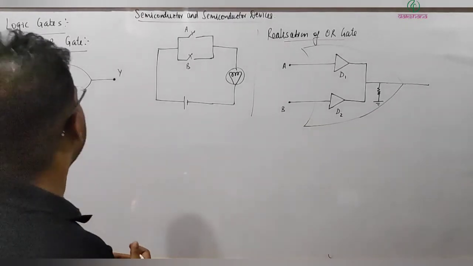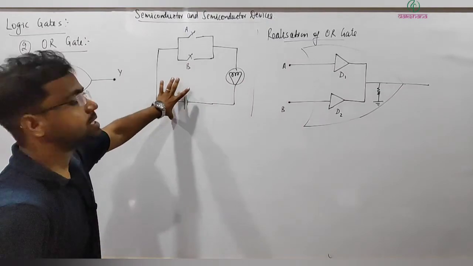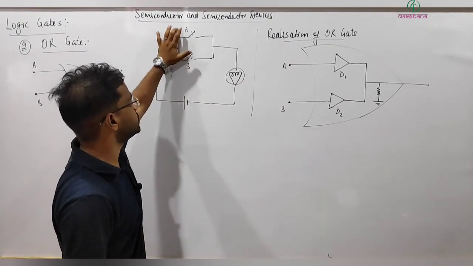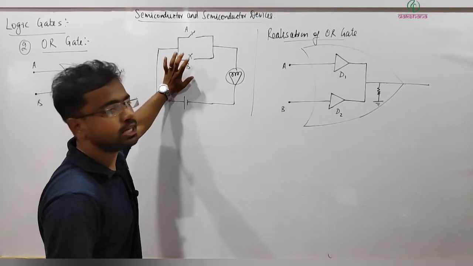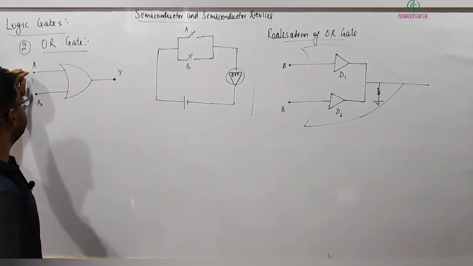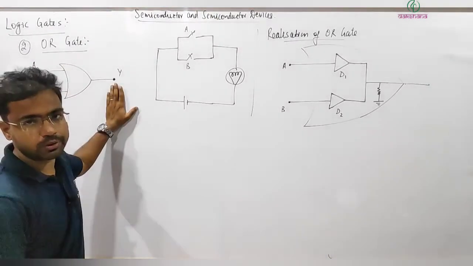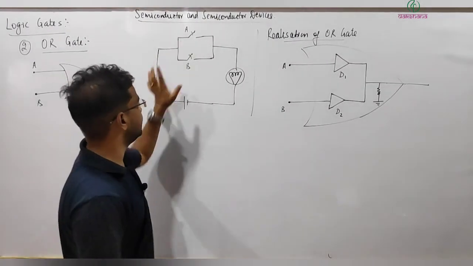Okay, next is the OR gate. Let me first tell you the function of the OR gate. Let's try to understand here. We have two switches, which are equivalent to two inputs. In the case of the OR gate we have two input variables A and B, and we finally get one output variable Y. So it's equivalent to this system.